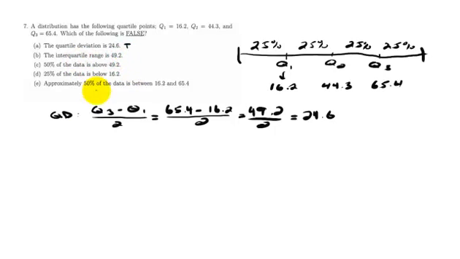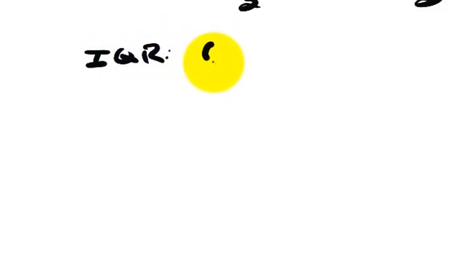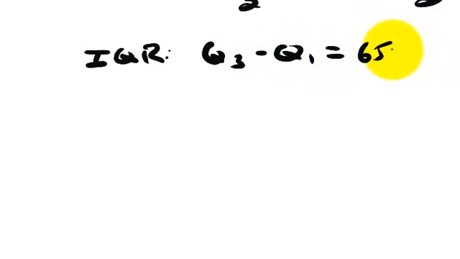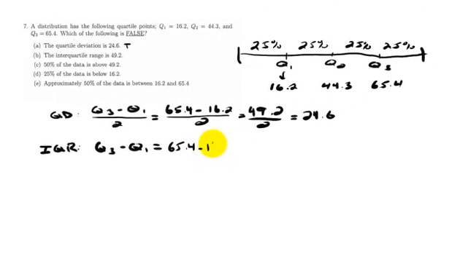The interquartile range. Now, interquartile range, they'll just label like that. That's just simply Q3 minus Q1, which is 65.4 minus 16.2, and that's 49.2, which is exactly what B is, so that one is true.